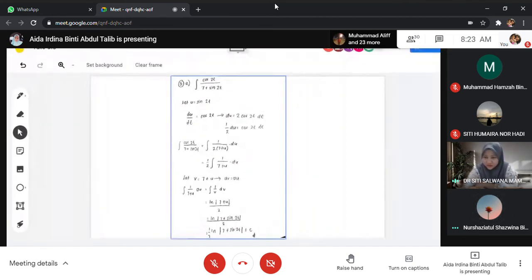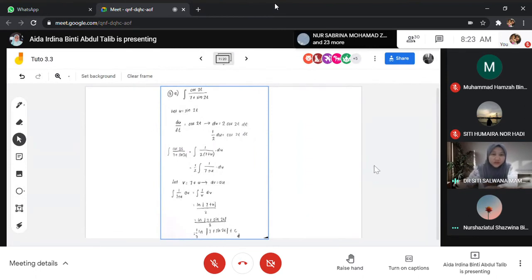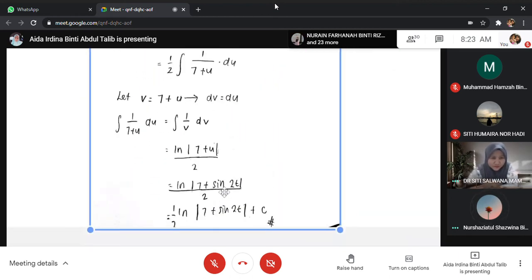Siapa ni? Syaziatul. Boleh tak I nak tengok the second part ni? Yang you ada let v 7 plus u ni. Okay. Oh, since you ada u variable, okay. So you gonna v lah actually. Okay. Okay. Siapa ni? Aida, you scroll ke atas, Aida.